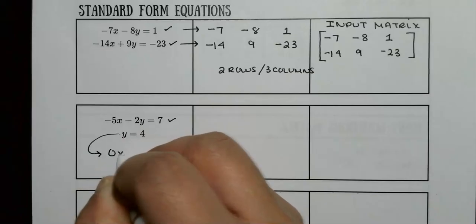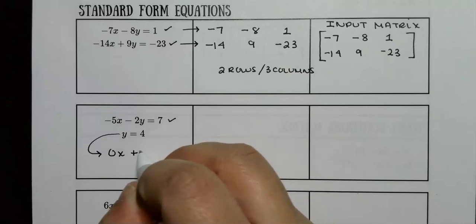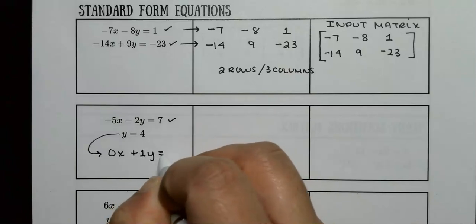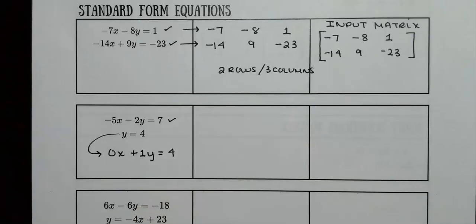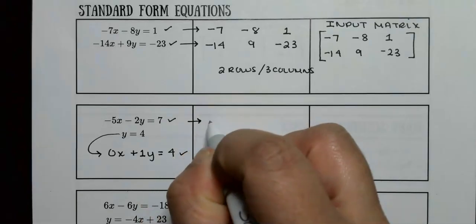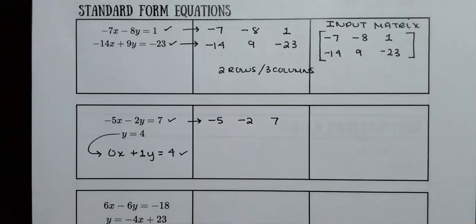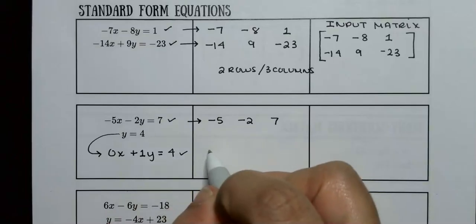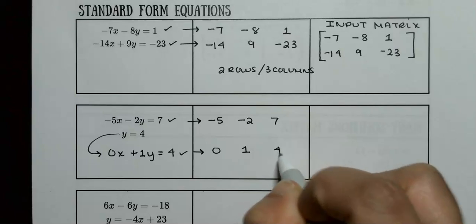as 0x, because there are 0 x's in this problem, plus 1y, because the understood number attached to the y is 1, is equal to 4. So I'm asking you to rewrite the equation so we have an x, a y, and a constant. So with that being said, we're going to take the -5, the -2, and the 7. We're going to take the 0, the 1, and then the 4.